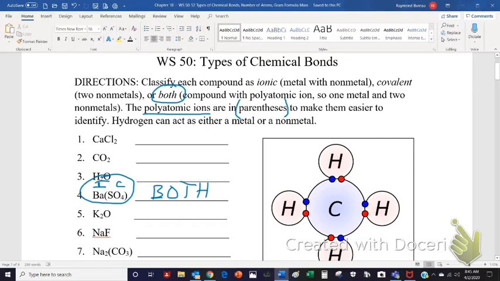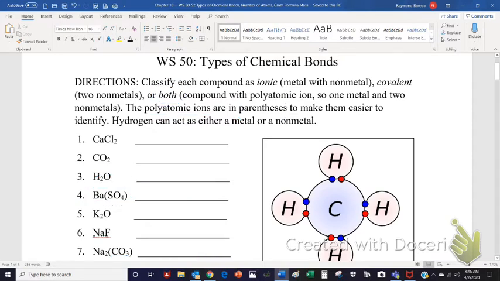So for number 4, go ahead and write both, and go ahead and do that for number 7 also, which is showing up on your screen. So number 7 is also both because CO3 is called carbonate, that's carbon and oxygen, 2 nonmetals, then combining with sodium, a metal. So if you see parentheses, think there may be both bonds happening. All right, now let's clear this off and start over.